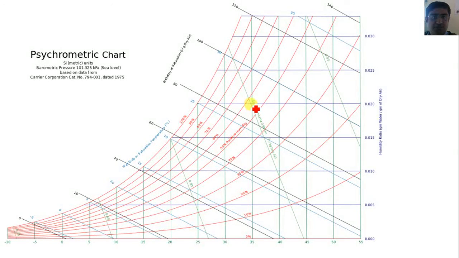So here is the example. Say here is point number 1, and here is point number 2. Here you can see the value of enthalpy at inlet, and here is the enthalpy at outlet. The value of enthalpy gets increased during this chemical dehumidification process.